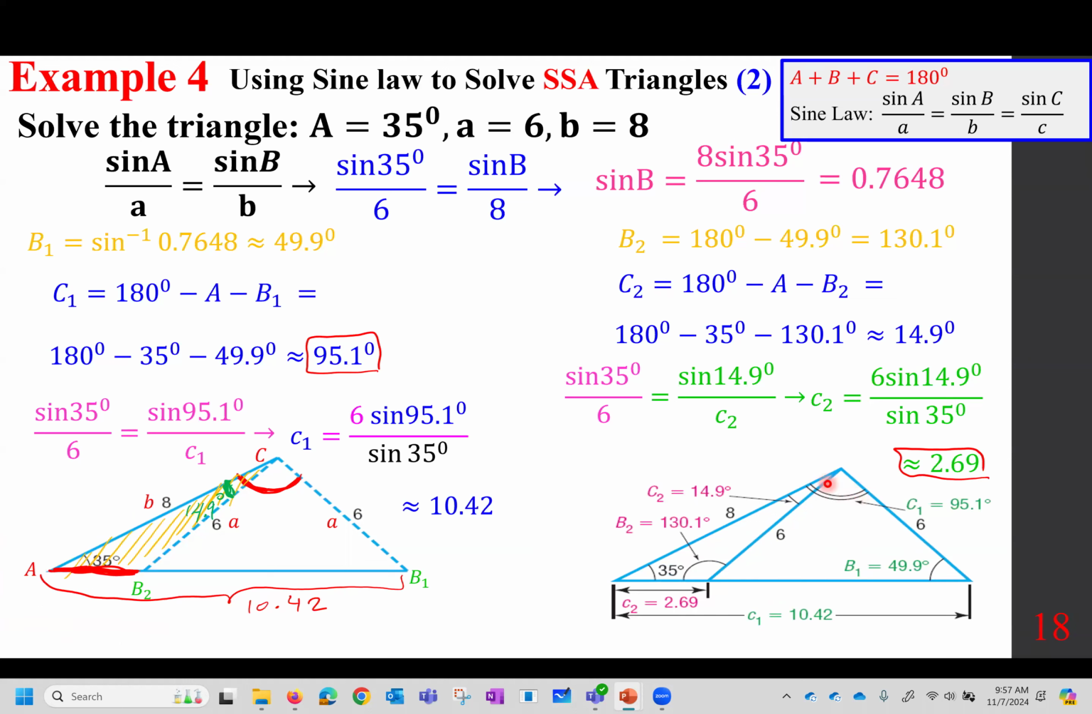This large angle C is 95.1. We call it C sub 1. The smaller one is 14.9. This angle is 130.1 degrees. This is 49.9. This side, the large one, is 10.42. The smaller one is 2.69. Okay, I hope everybody's clear as to how we arrived at this. So this is another one of the SSA cases, side angle, which is ambiguous, and ended up giving us two answers.